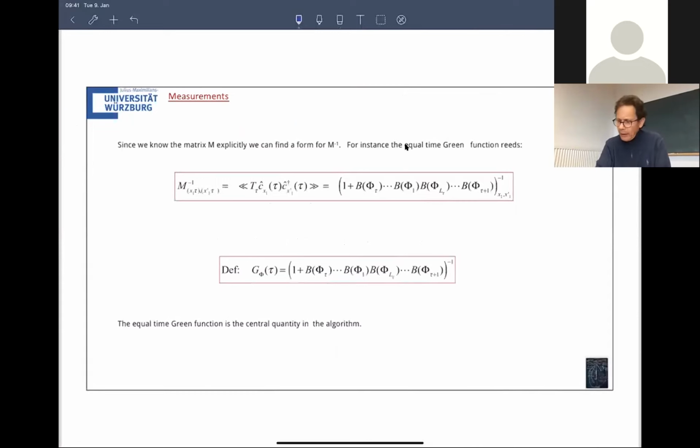And we can calculate this. This is the Green's function on a given field configuration. Time ordering here is a bit tricky, but essentially at equal times it means that I don't do anything, so it's C dagger. And you can show that this object is given by this expression. I can give you some ideas on how to do it.